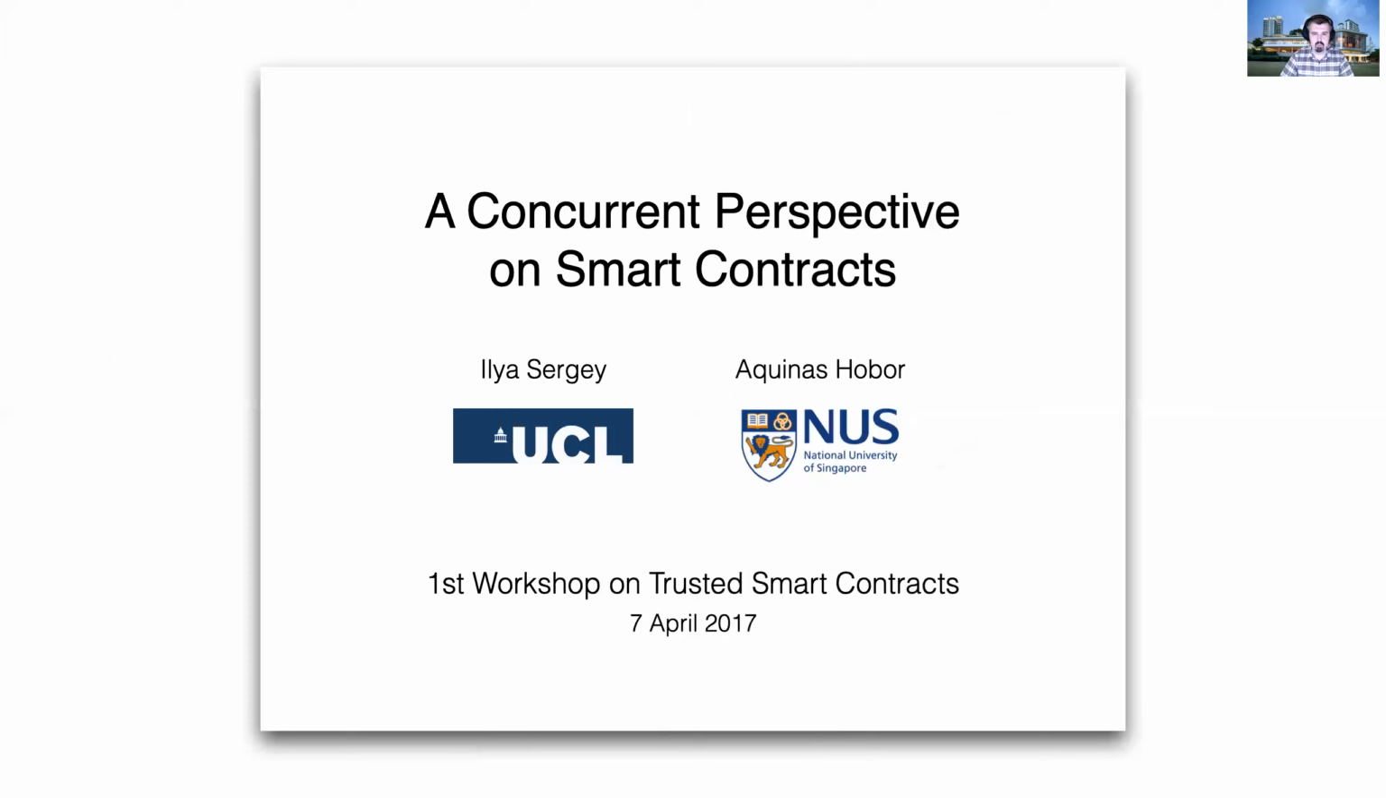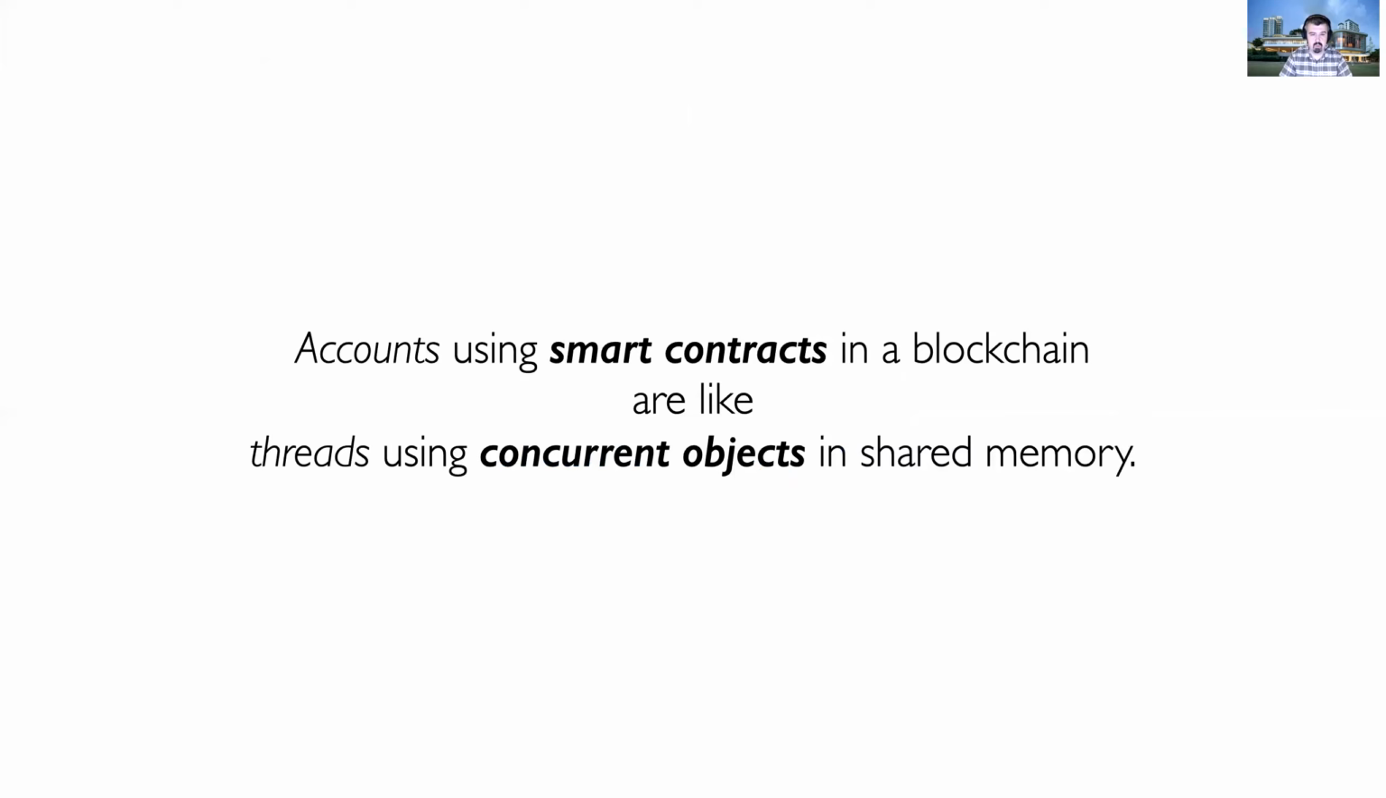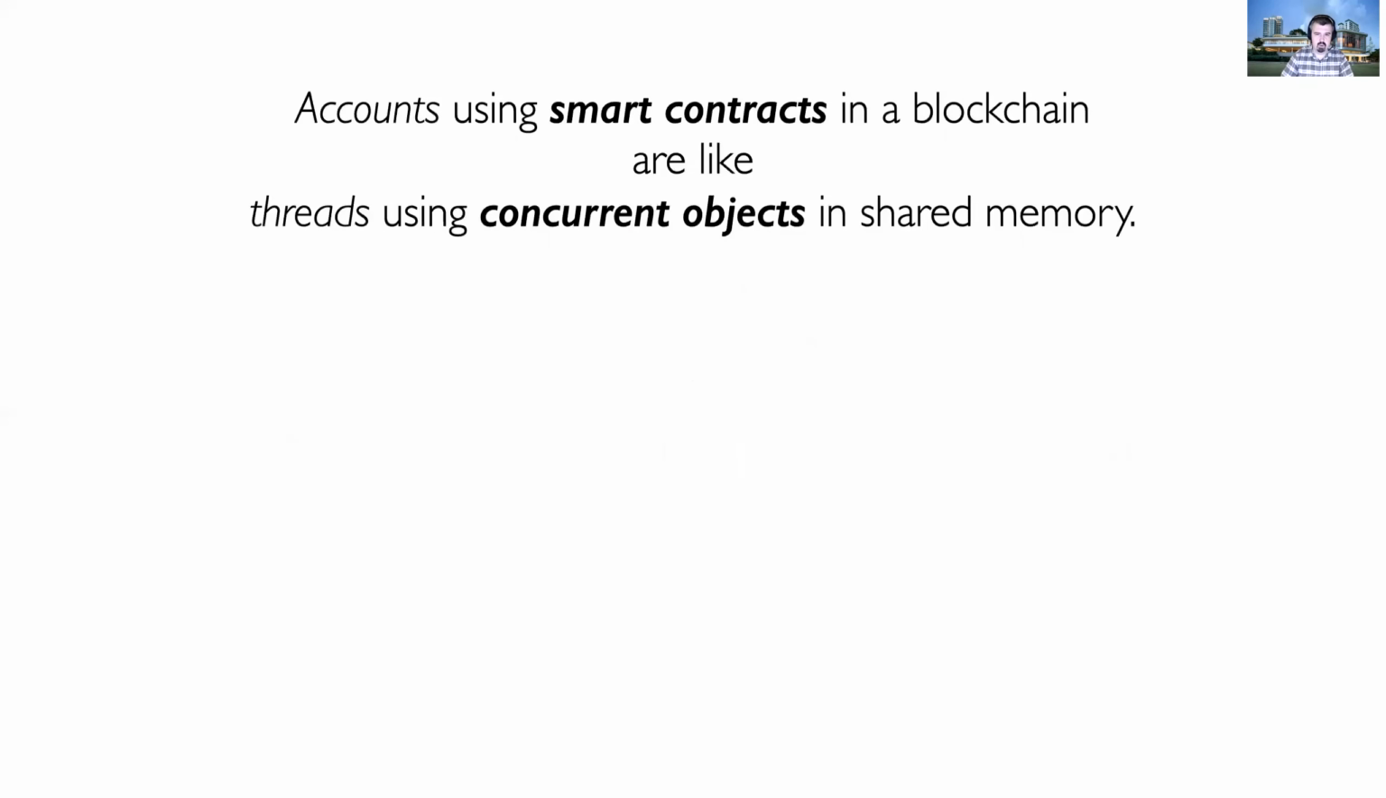At that time, I was working a lot on reasoning about concurrent computations. I was not at NUS, I was at University College London, and together with a colleague who was at NUS back then, Aquinas Cobor, we noticed that there are lots of similarities in how people write applications that work over parallel architectures and applications that are typically executed by smart contracts. The gist of this analogy is that accounts using smart contracts on a blockchain are like concurrent threads using concurrent objects in shared memory. And by shared memory, we actually mean the replicated state on the blockchain here.